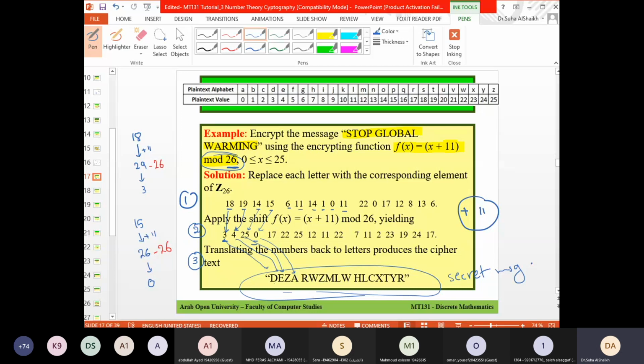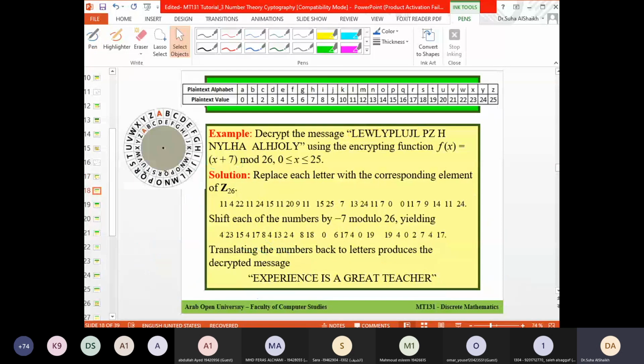You got the idea. Now I have two people, they want to send a message to each other. They want this message to be secret. They agree, for example, that we are using this function, which is +11. So one of them will change everything using this +11 and send it to the other one. The other one will decrypt the message by subtracting 11. This one added 11, the other, to return it as it was, will subtract 11. And this is the example that we have.